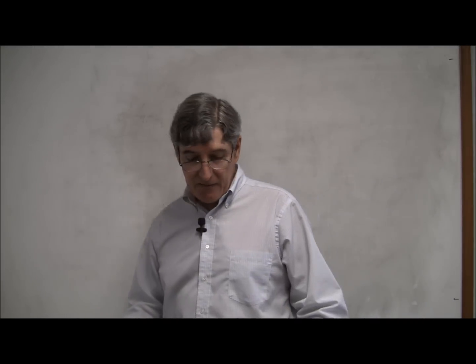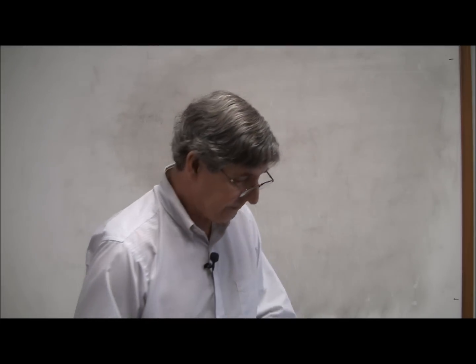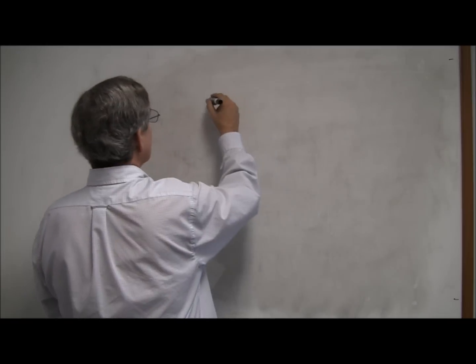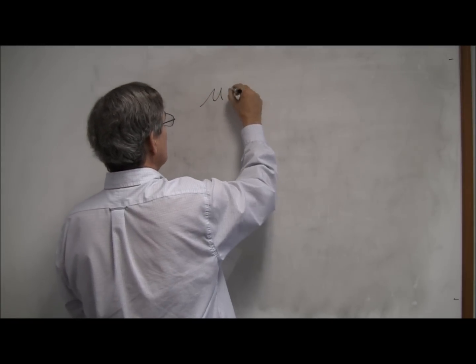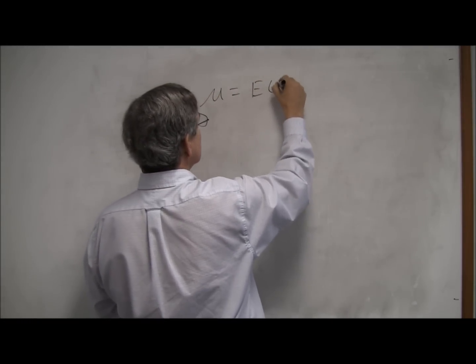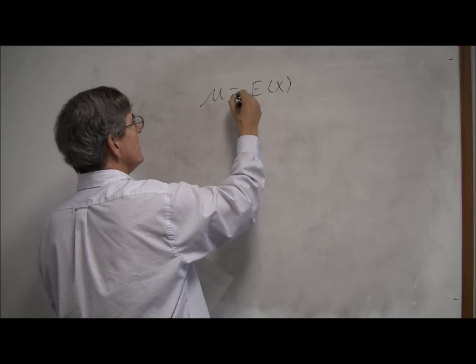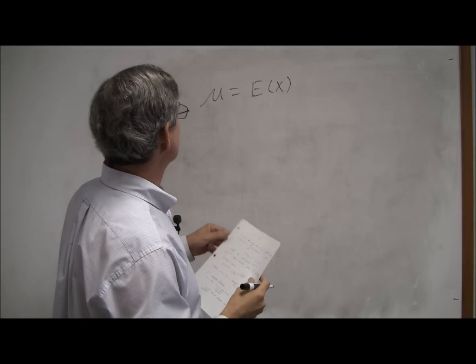So that's the expected value of x. It's also called the mean of x. So the mean, which we're writing as mu, is just the expected value of x. So we'll use both these symbols to represent the expected value of x.